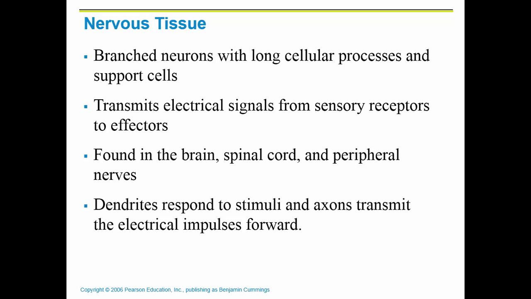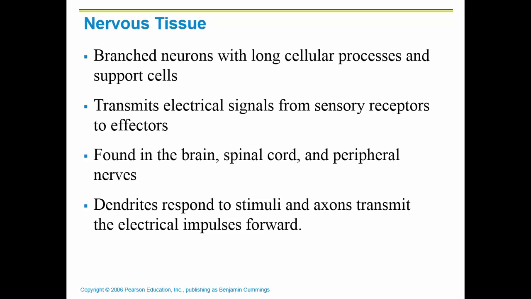Today we're going to be talking about nervous tissue and muscle tissue, the last two types of tissues that we have in the body. Nervous tissue, we are going to get into more detail when we get to the nervous system, but the nervous tissue is made up of neurons, and neurons are just nervous tissue cells, nerve cells. They are branched, they have long cellular processes, which are called dendrites and axons, and they have also a bunch of support cells that are helping them do their jobs.